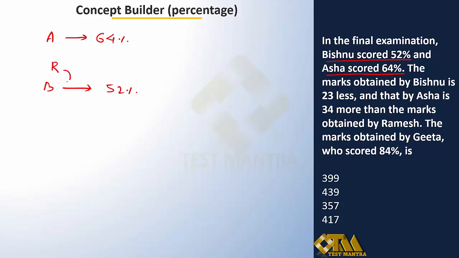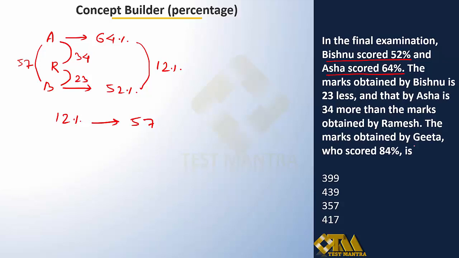This person R has scored 23 more than B, or else B has scored 23 lesser than this, and A has scored 34 more than this person. In other words, if we add these two, that's nothing but 57. The gap between A's marks and B's marks is 57 here. In terms of percentage, the difference is how much? The difference is 12%. Can I say that this 12 percentage points should be equal to 57? Right? So I'll just go by the basic analysis here.